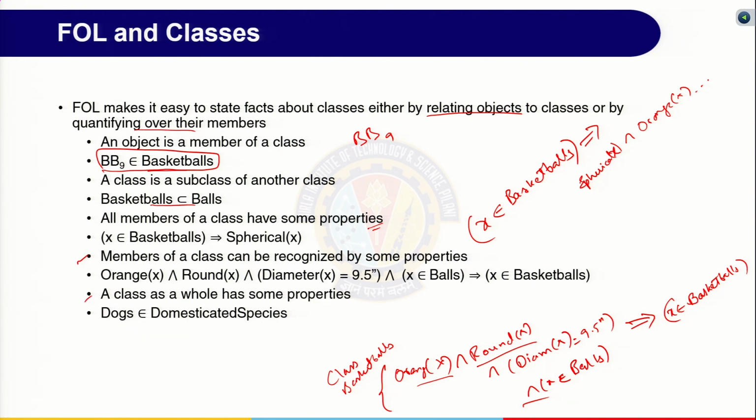A class as a whole has some properties. This can also be represented in first order logic, where a class, dogs, would have the property that they are all domesticated species.